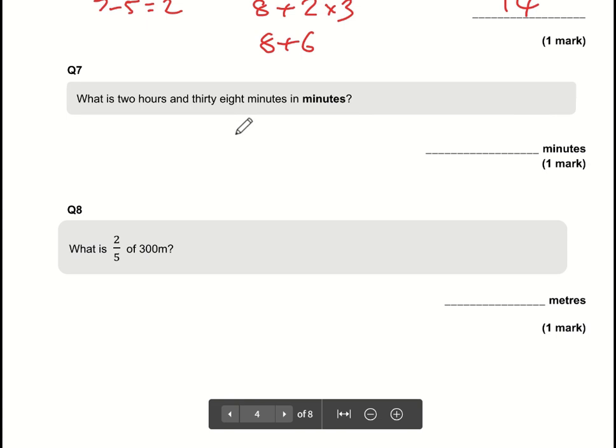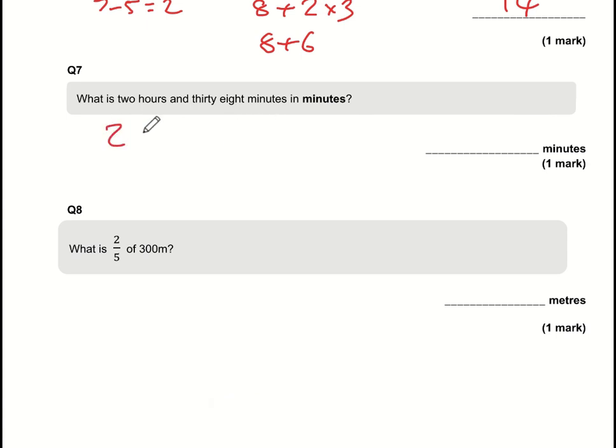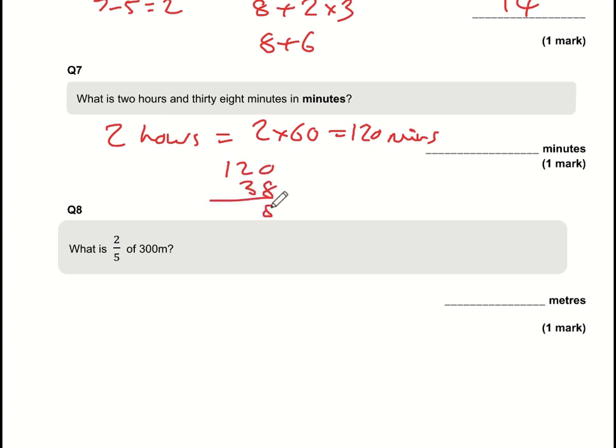Okay, what is 2 hours and 38 minutes in minutes? Well, 2 hours is 2 times 60, which is 120 minutes. 120 plus 38 is 158 minutes.